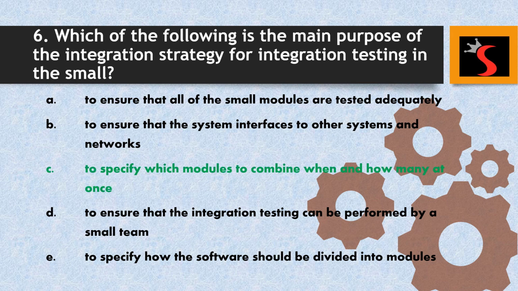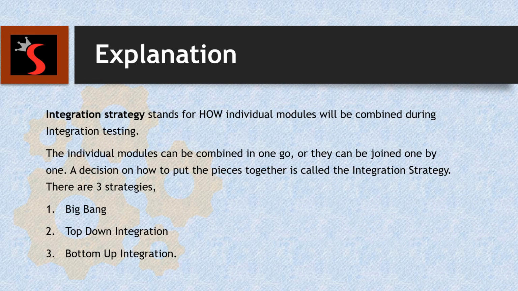And the right answer is option C. To specify which modules to combine when and how many at once. Explanation: integration strategy stands for how individual modules will be combined during integration testing. The individual modules can be combined in one go or they can be joined one by one. A decision on how to put the pieces together is called the integration strategy.